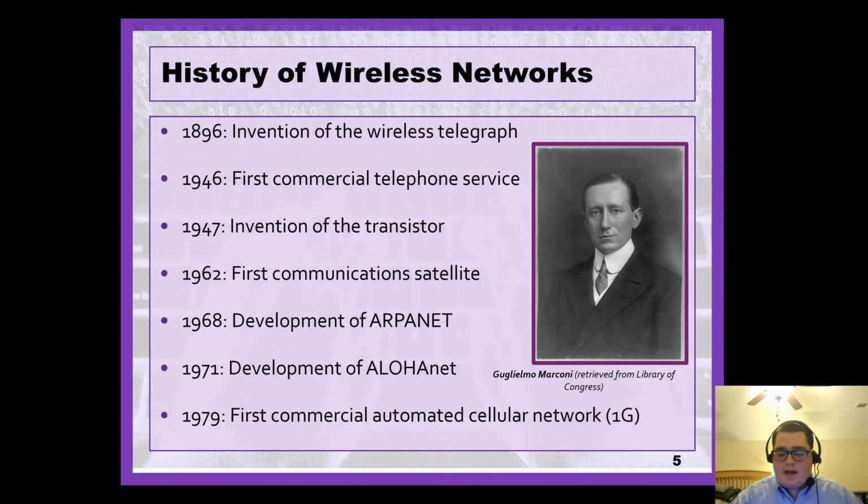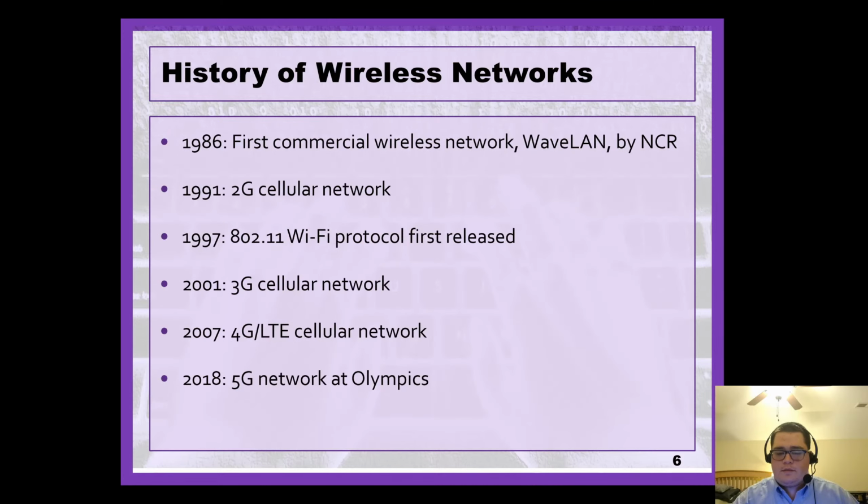In 1979, the first commercial automated cellular network was released, and this was considered the first G, or 1G, of cellular networks. After this, we just saw continuous improvements in wireless networks and wireless offerings. In 1986, for example, came the first commercially available wireless network, which was called WaveLAN by NCR. In 1991, the 2G cellular network was released.